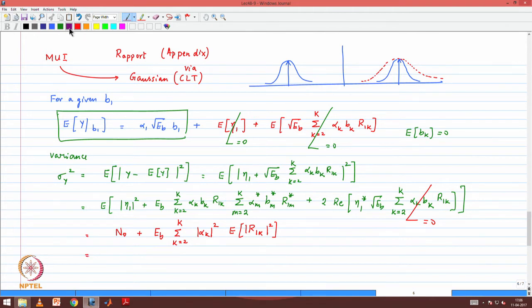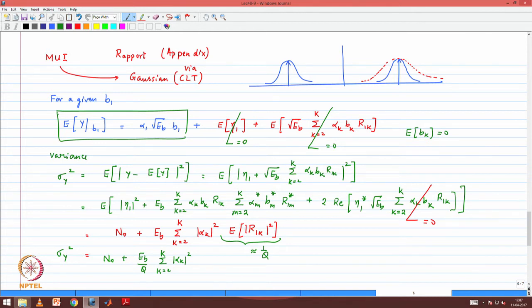The expected value of R1k, 1 over K, is approximately 1 over Q. That's how we would design the codes, and that would be the case when you had the PN sequences. So this expression is a very key expression for us, which is sigma y squared equal to N naught plus EB divided by Q, summation k equal to 2 to uppercase K, mod alpha k squared. Okay. So that's the variance of the decision statistic.